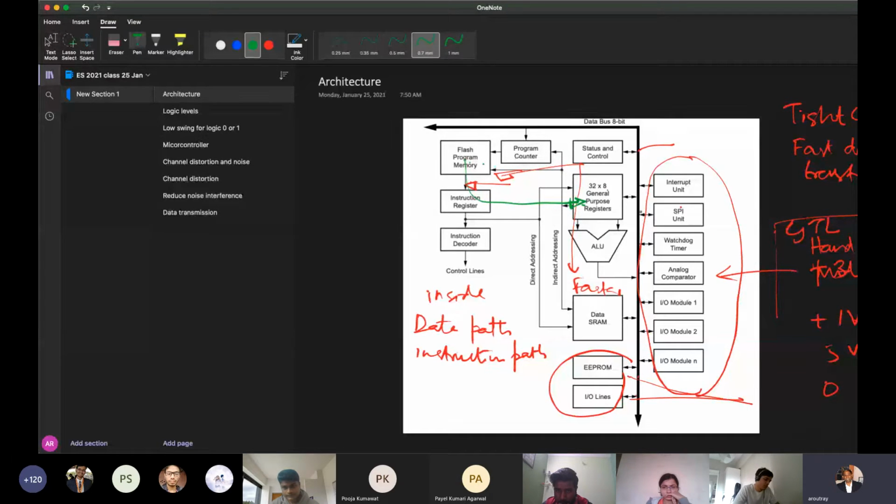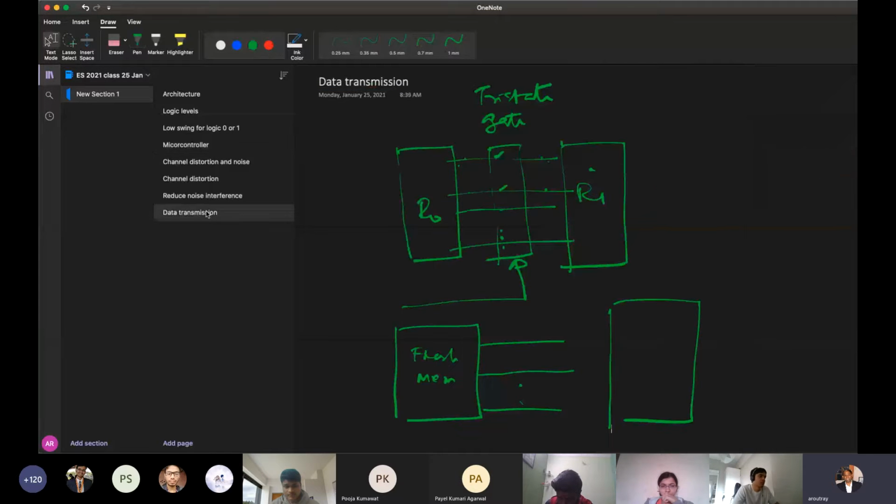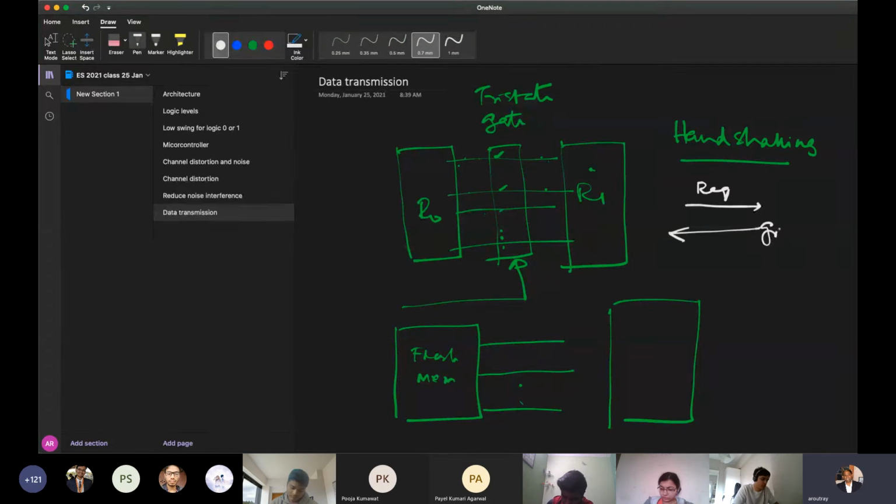But whenever the CPU wants to send data to outside modules, I/O modules, an analog computer, even outside the chip, there may be some devices you want to connect outside. Then the data transmission occurs through handshaking. This is called the handshaking mode of data transmission. What is handshaking? First there is a request which goes from the CPU. Then there is a grant which comes back, that is, yes. Then the data is transmitted. Data goes. Then there is an acknowledgement.